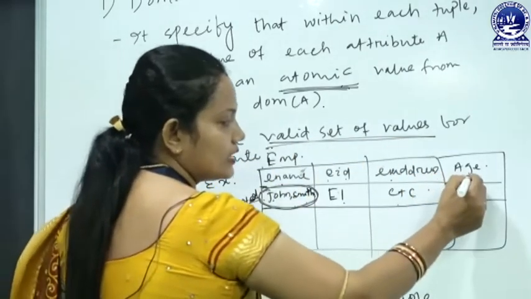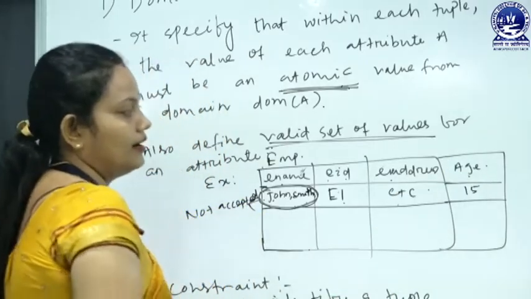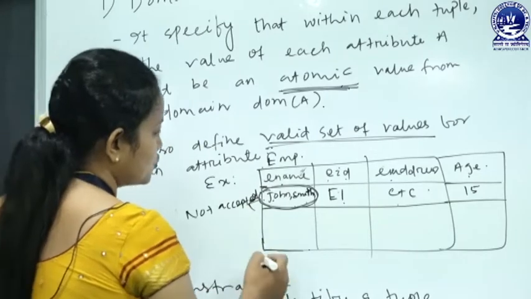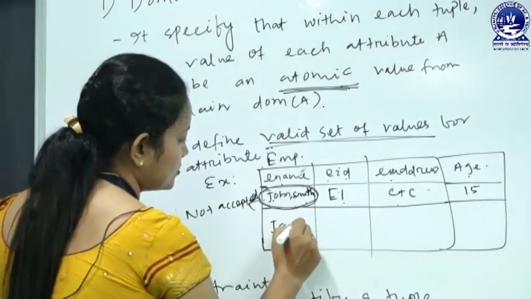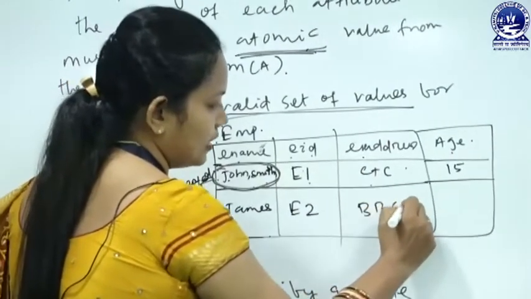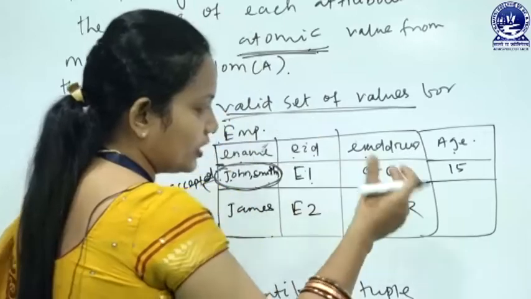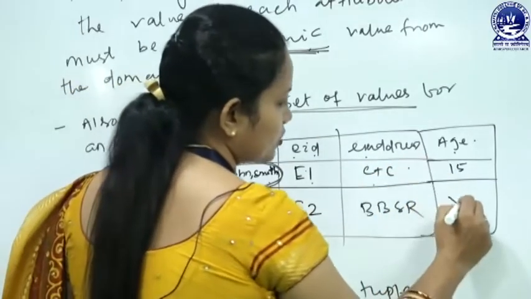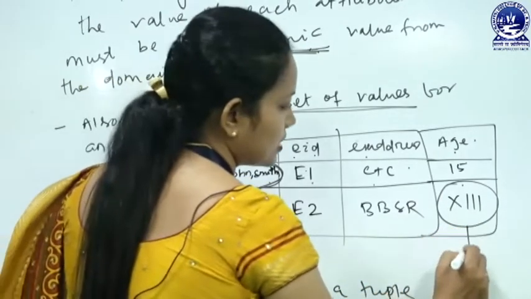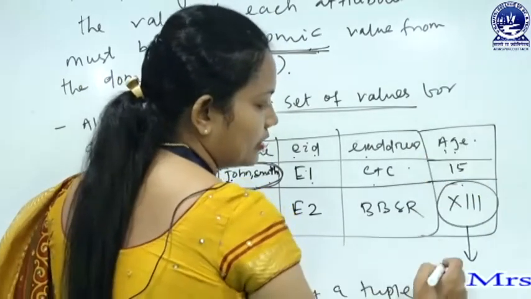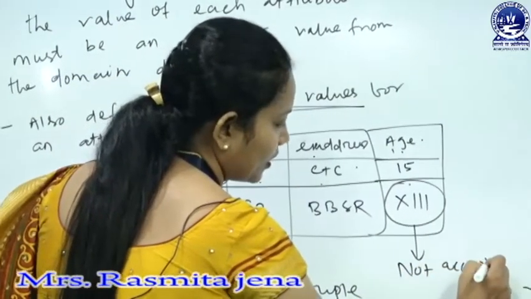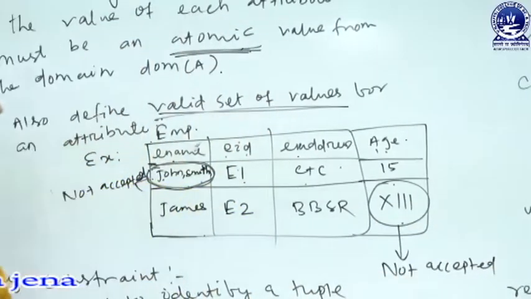The age attribute has data type number. When I put another set of values for a particular tuple, suppose name is James, id is E2 and address is BBSR, and in the age attribute, instead of a number value, I put a non-numeric value, then this cannot be accepted, because the age attribute has data type number. So, this will not be accepted, or you may say this is an invalid state.